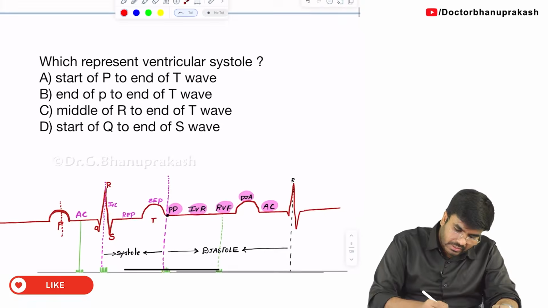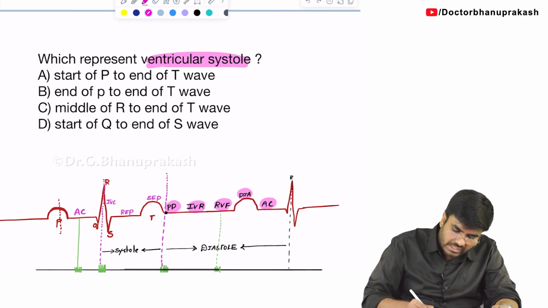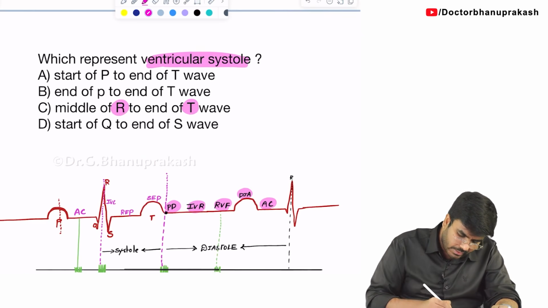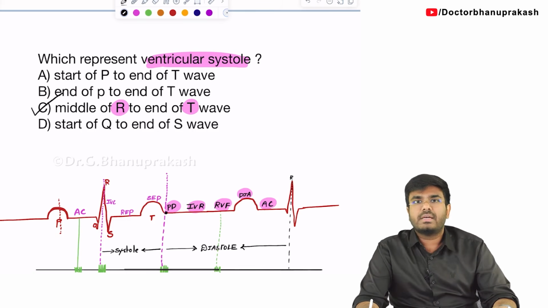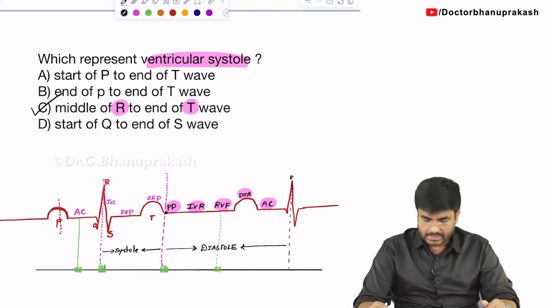Which represents ventricular systole? You know, ventricular systole is from the middle of the R to the end of the T. Okay, so this is the answer. Here is the answer.